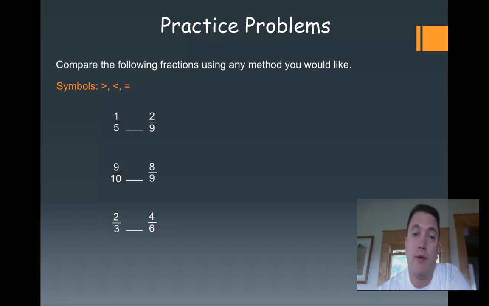All right, here are your practice problems for today, and you can use any method you'd like. I don't care, it's totally up to you. You can see the symbols greater than, less than, or equal. Those are the normal ones you're going to see in your math book, so I just put them up there for you. I want you to write down the 3 sets of fractions that are there with the space in between, and then I want you to put the appropriate symbol.